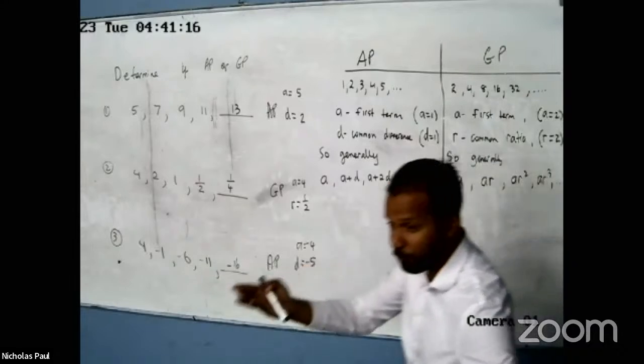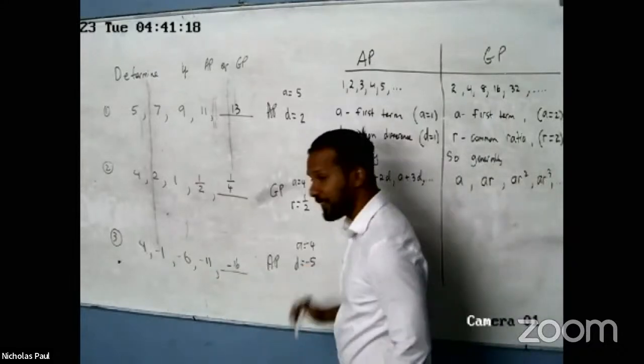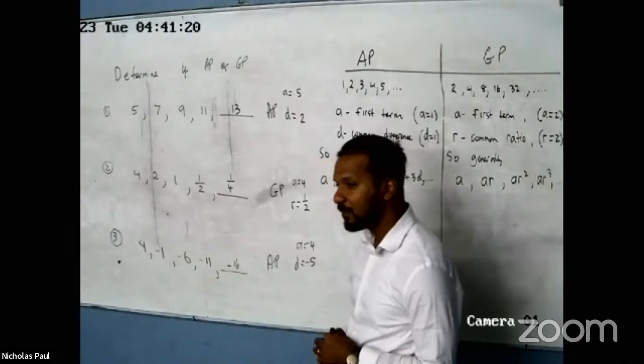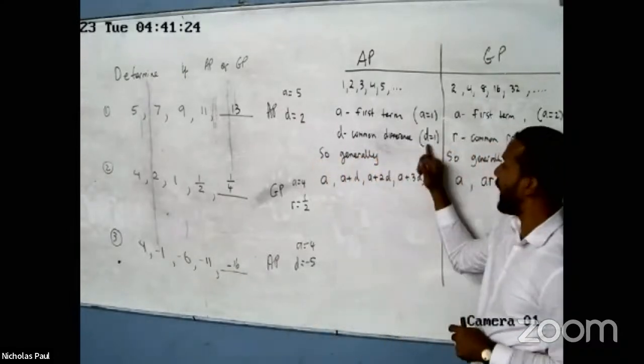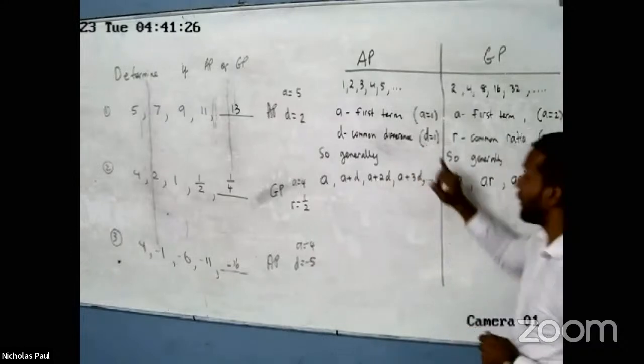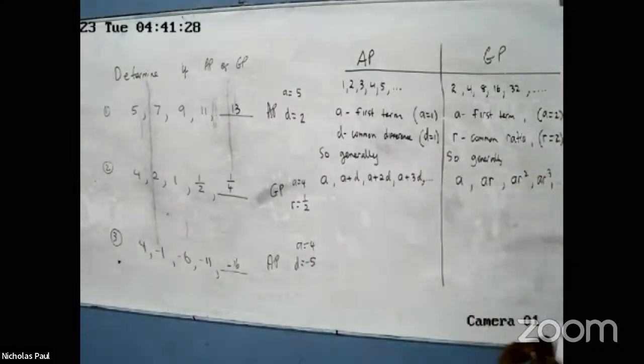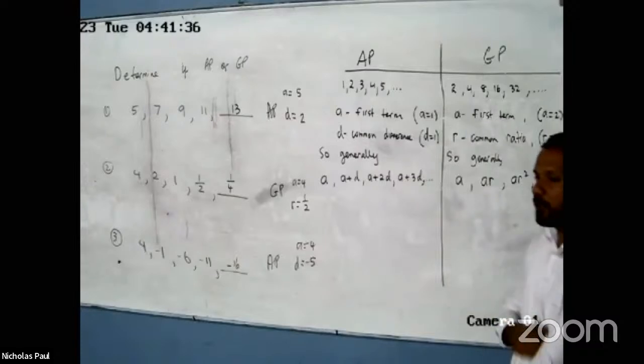Okay, so put it like this. Add -5. You get it, right? But as I told you before, R could be positive or negative. Sorry, the difference could be positive or negative, adding the value.